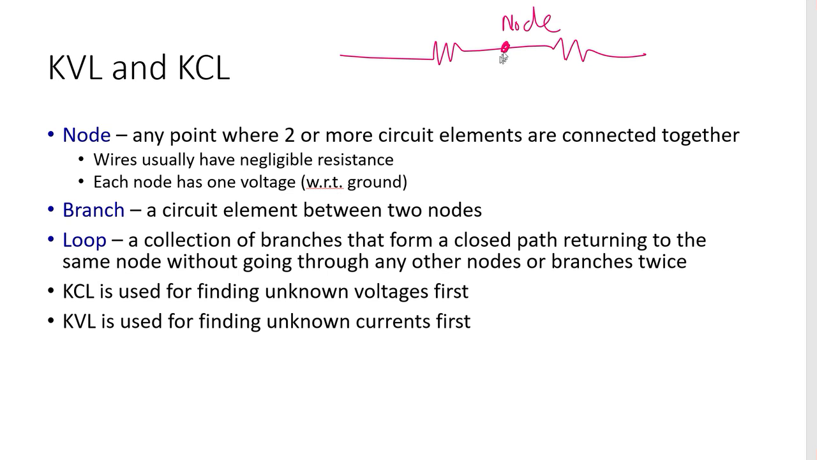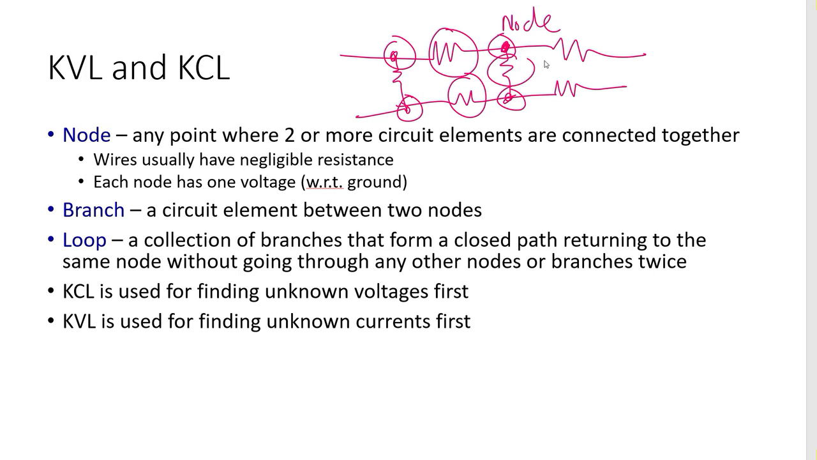So let's say we are having this circuit. So this is a branch because it is between two nodes. This is a branch. This is a branch. This is a branch. So any two points give us a branch if something is connected in between them.